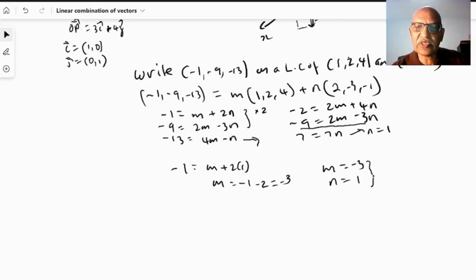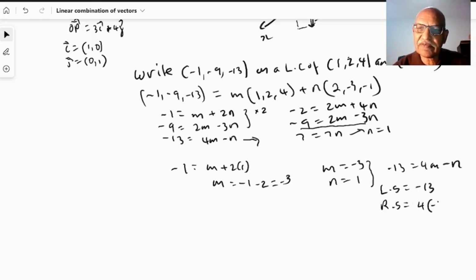So I take the third equation, which is -13 equal to 4m minus n. The left side of this is -13. The right side is 4 times -3 minus 1, which is -12 minus 1, which is -13. So left side equal to right side. Therefore, my numbers are right.